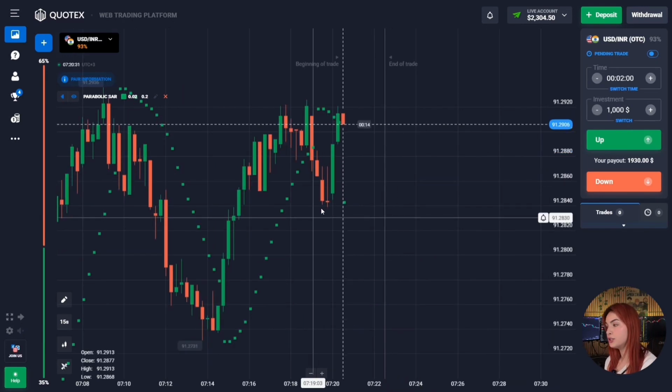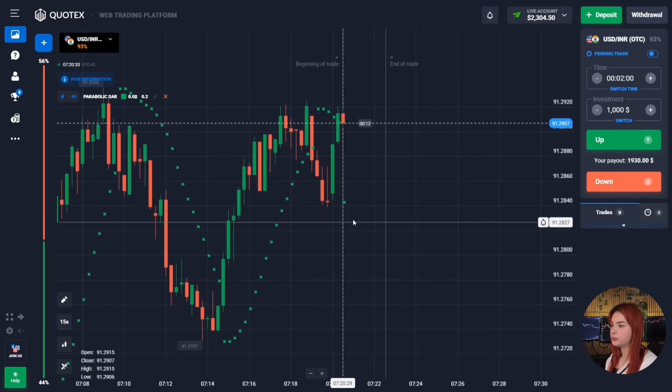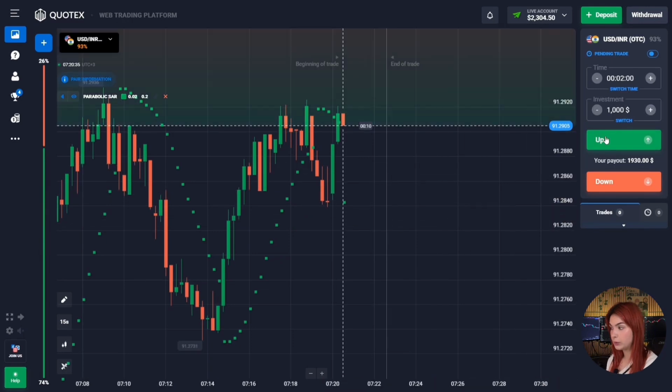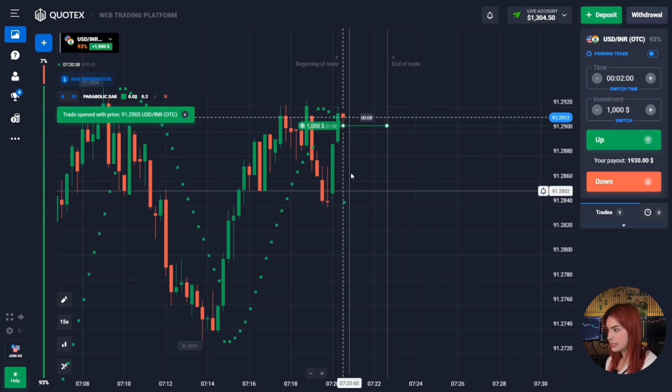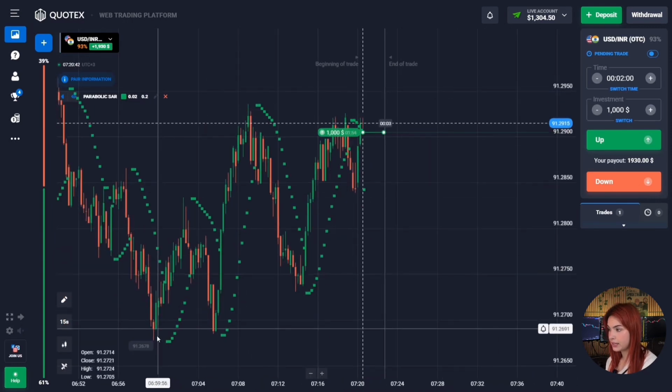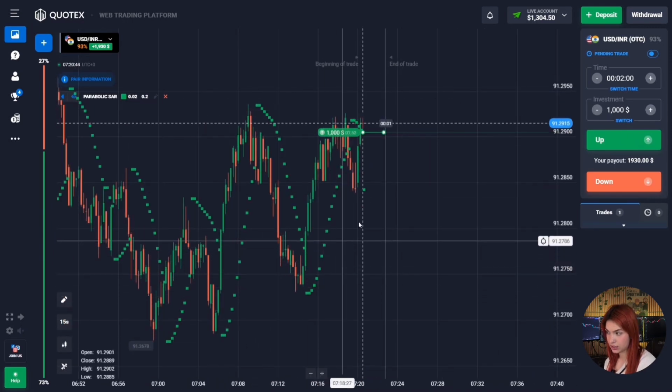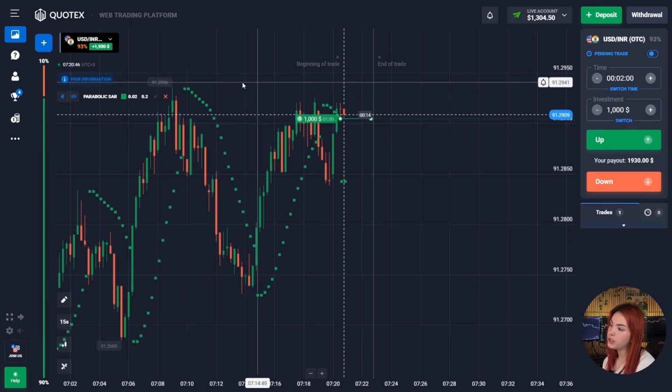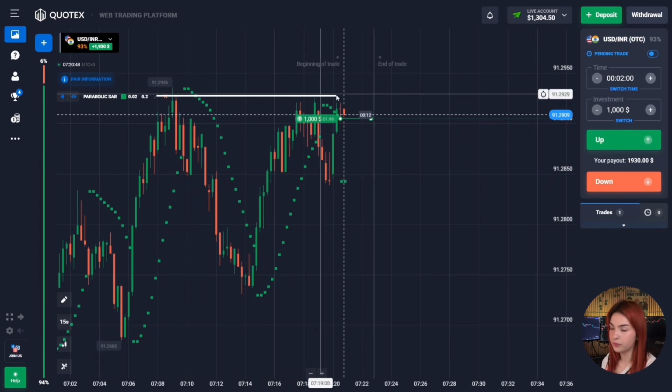Okay, next, the price shows growth again, and the indicator point appears under the chart. So we will open a deal up. As you can see, guys, the main uptrend persists, and there are resistance zones above the price, where the price has already arrived several times before.